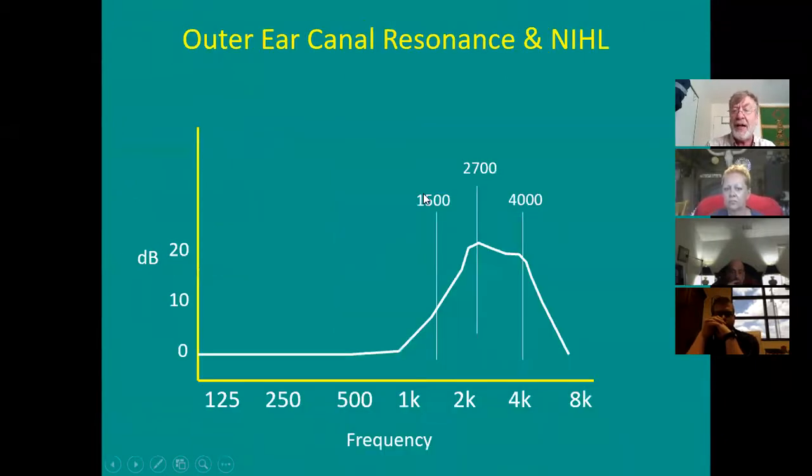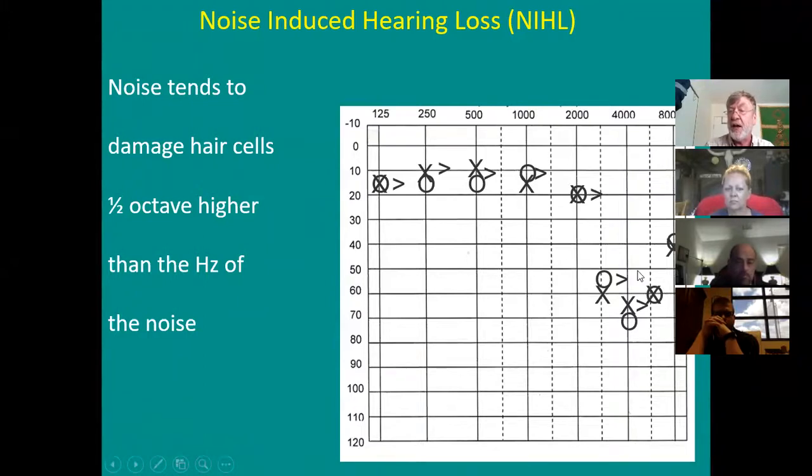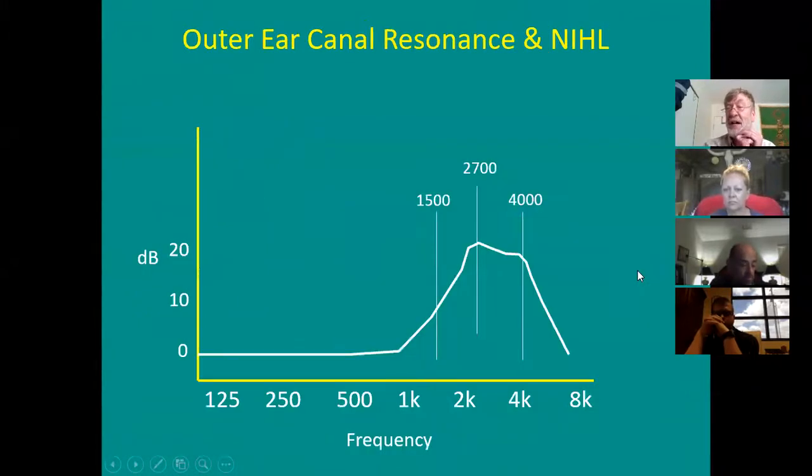And the reason why of the loss like this in the highs is because of this. It's the outer ear canal resonance. And noise tends to damage hair cells a half an octave higher than the noise. So if you think of noise as broad band, lows, mids, and highs, and it gets put through this resonance of your outer ear, you're lifting these frequencies by about 20 dB. So you're adding to the intensity of the high frequencies because of the resonance of your outer ear.